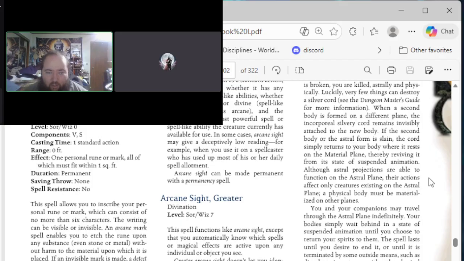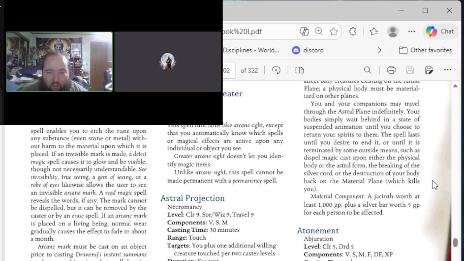You and your companions may travel through the astral plane indefinitely. Your bodies simply wait behind in a state of suspended animation until you choose to return your spirit to them. The spell lasts until you desire to end it, or until it's terminated by some outside means, such as dispel magic cast upon either the physical body or the astral form, the breaking of the silver cord, or the destruction of your body back on the material plane, which kills you.